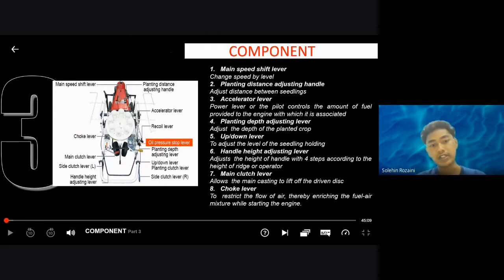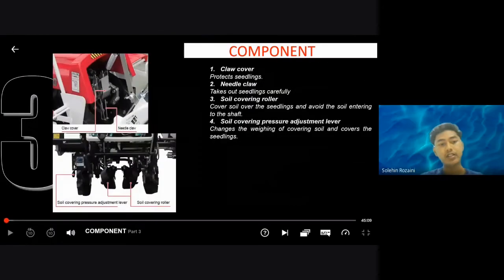Next is the main clutch lever, which allows the main casting to lift off the driven disc. The last one is the choke lever to restrict the flow of air, enriching the fuel air mixture while starting the engine. This one is used to start the engine of the vegetable transplanter. Okay, next.